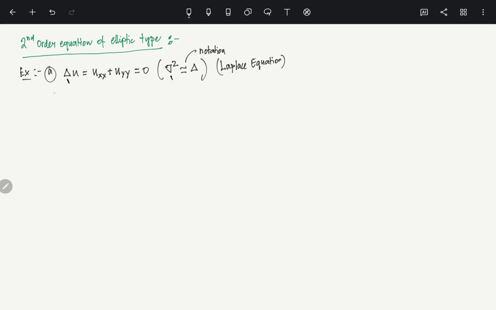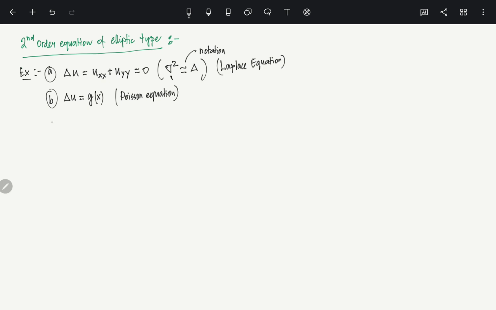So this is called the Laplace equation, the Laplacian of u equals 0. Now let's say I'm writing Laplacian of u equals g, and let's say g is just a function of x, not a function of u. That equation is called the Poisson equation.